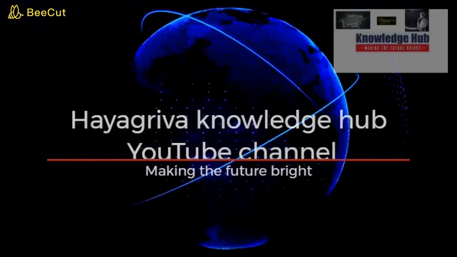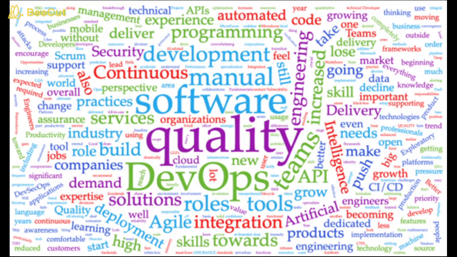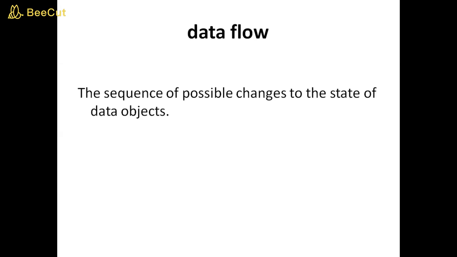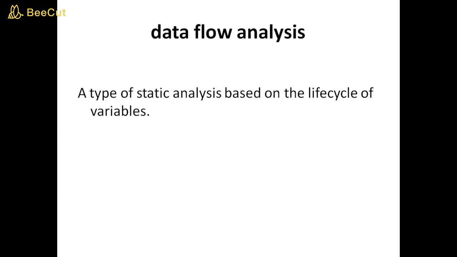Today we will discuss ISTQB testing terminology. It will be useful while writing any ISTQB certification. ISTQB testing glossary. Data flow. The sequence of possible changes to the state of data objects. Data flow analysis. A type of static analysis based on the life cycle of variables.